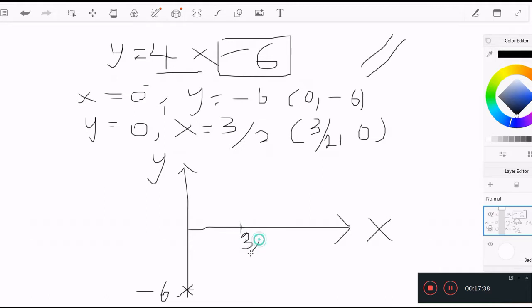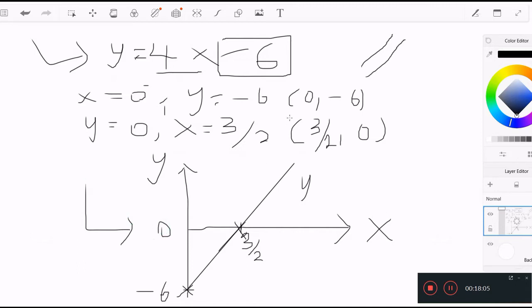3 over 2. Alright, and 0. This is point B. So you just have to draw the line that links the two points over here. So this is the linear function that you get. This is the graph that you get from the linear function over here. So the graph should be looking like this. It's pretty easy. You have to find the two points for the graph and then you link them together.